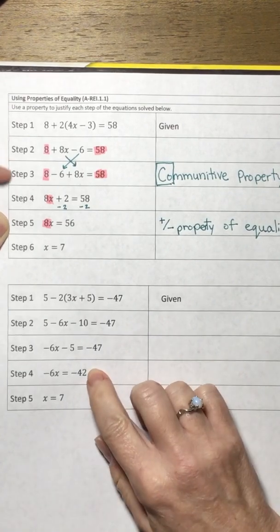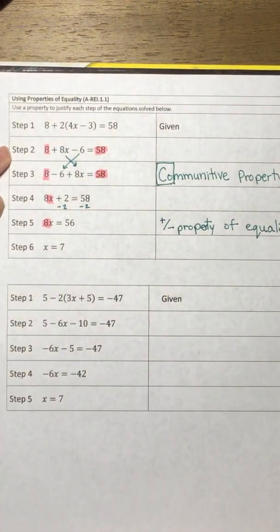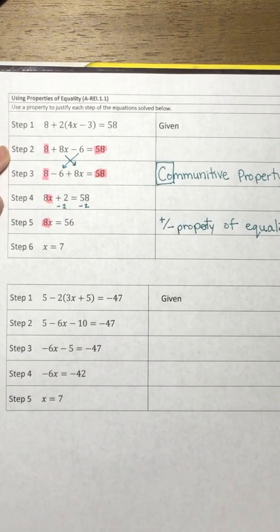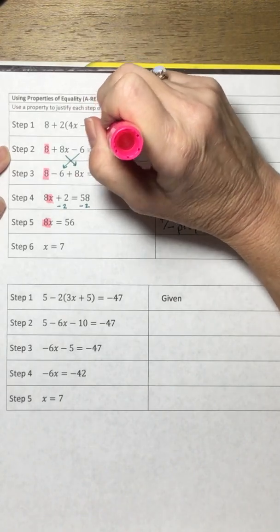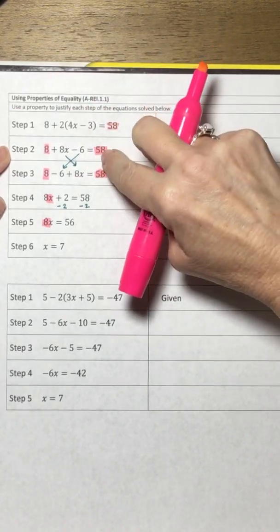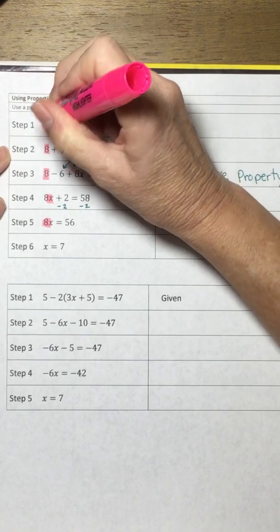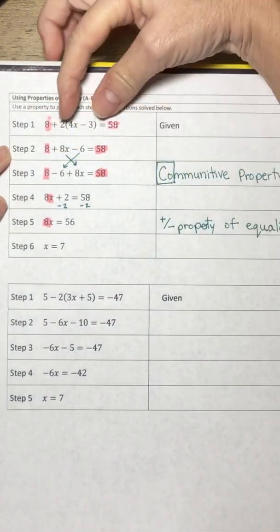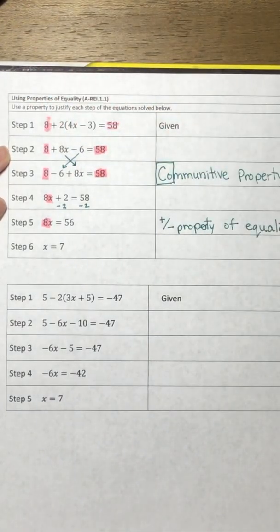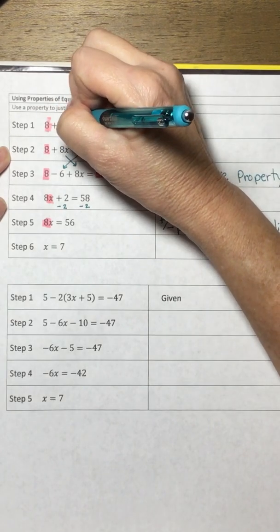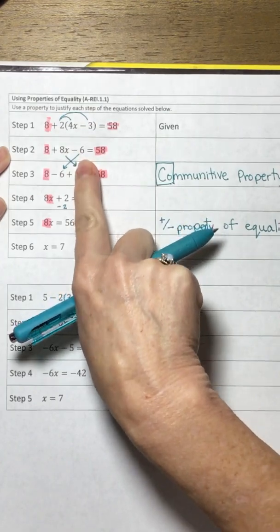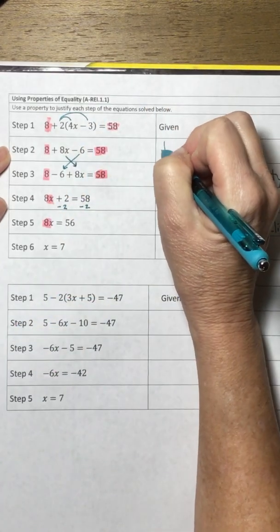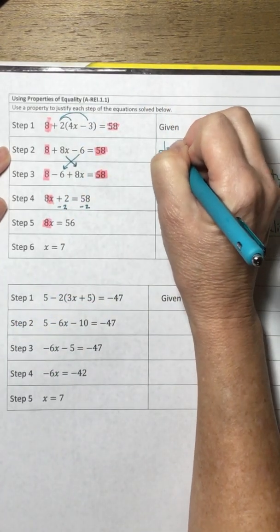Okay, so let's jump back up to step 2. So what happened in step 2? Well, I see that 58 was the same. So this side of the equation did not change, and the 8 had not changed. So all of this looks very different than this, doesn't it? So what did we do? It looks like we distributed the 2 out. And if we do the math, we'll find out that's exactly what they did. So distributive property.